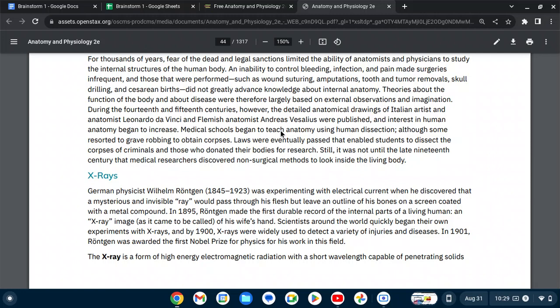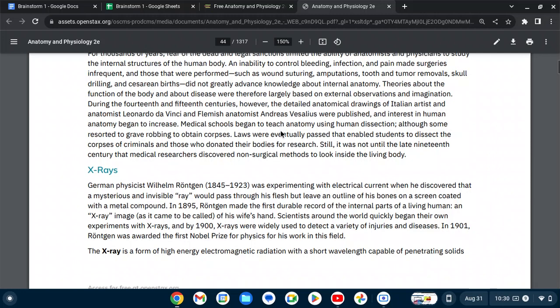During the 14th and 15th centuries, however, the detailed anatomical drawings of Italian artist and anatomist Leonardo da Vinci and Flemish anatomist Andreas Vesalius were published, and interest in human anatomy began to increase. Medical schools began to teach anatomy using human dissection, although some resorted to grave robbing to obtain corpses. Laws were eventually passed that enabled students to dissect the corpses of criminals and those who donated their bodies for research.